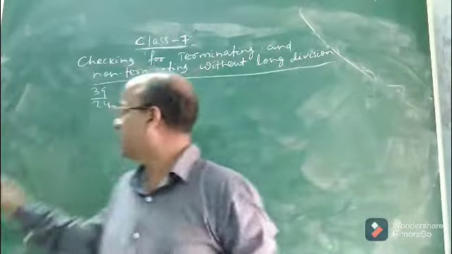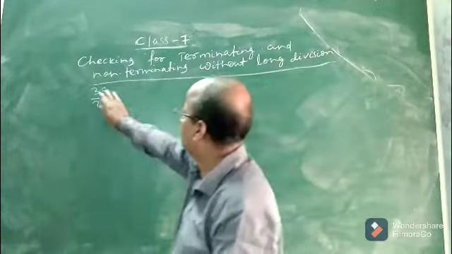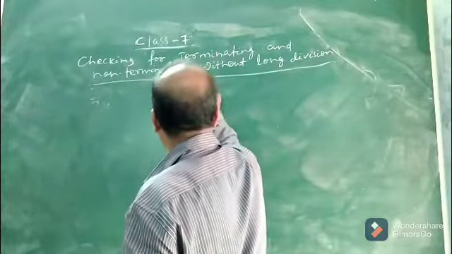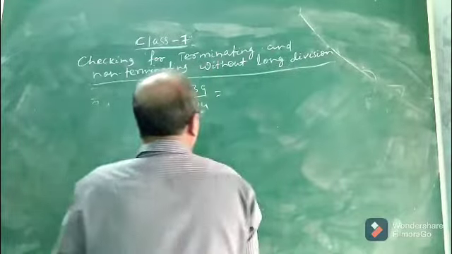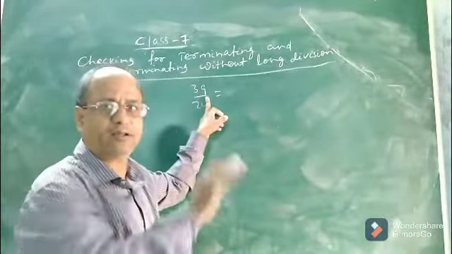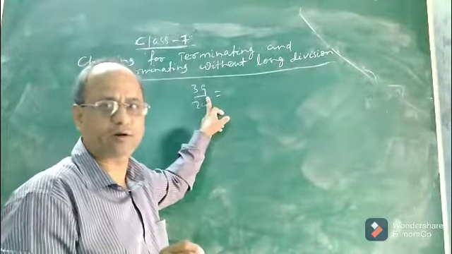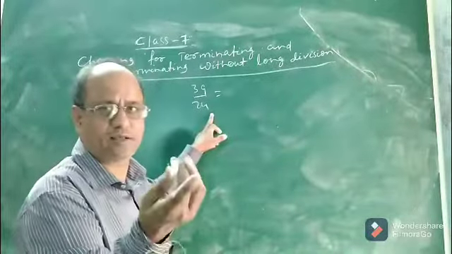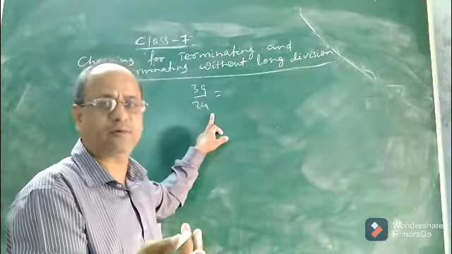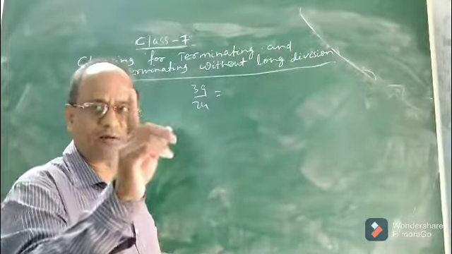That means the decimal expansion of this rational number, 39 by 24, will terminate after some place or it will not terminate. How to know without long division? That is our point of discussion. If we divide, we can easily know whether it will have a terminating or non-terminating decimal expansion. But without division, what to do? See, what is the first step, children?